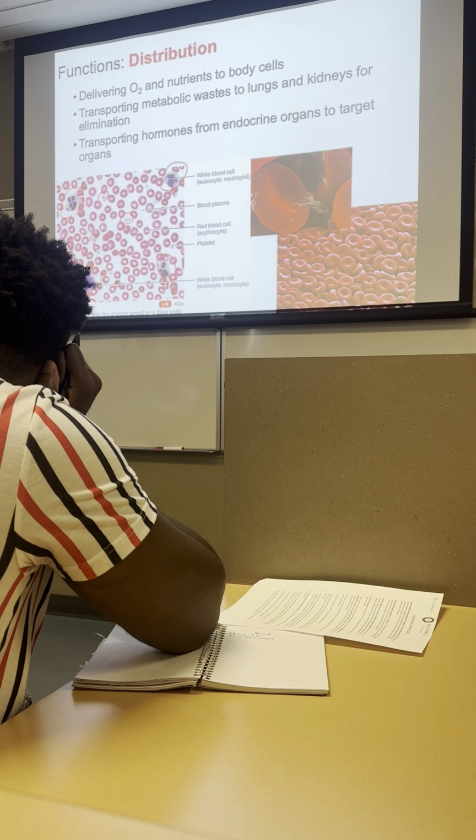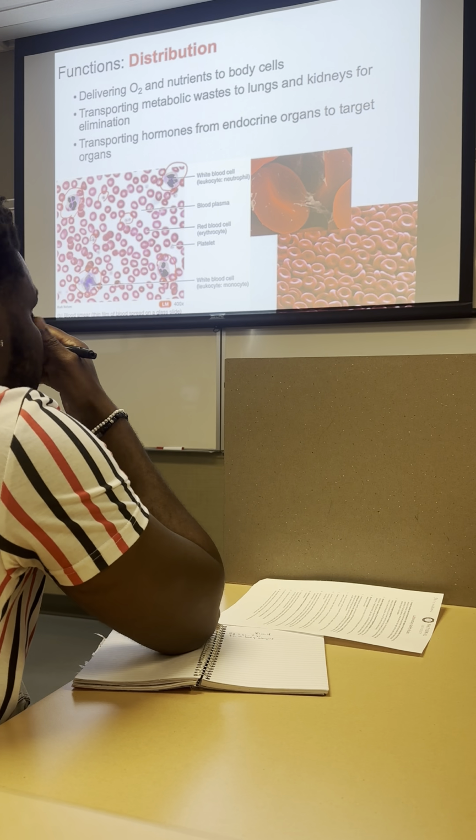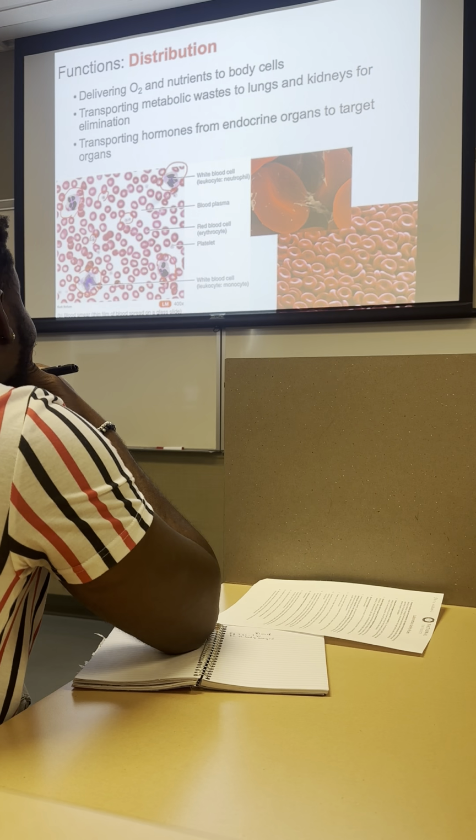Good, so we know that one of the main functions of the blood system is delivering oxygen and nutrients to our cells. It also transports metabolic wastes to certain parts of the body. So if it's taking in oxygen and sending it to the body, then the blood is also sending blood back to the lungs to get rid of what? Waste. So what's a waste that we exhale? Carbon dioxide.